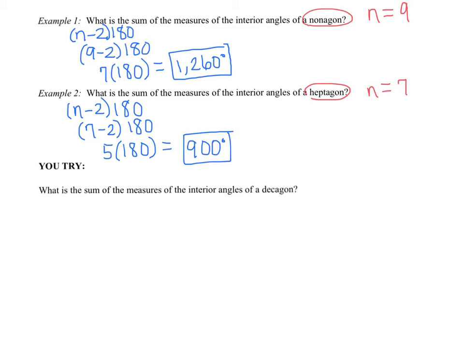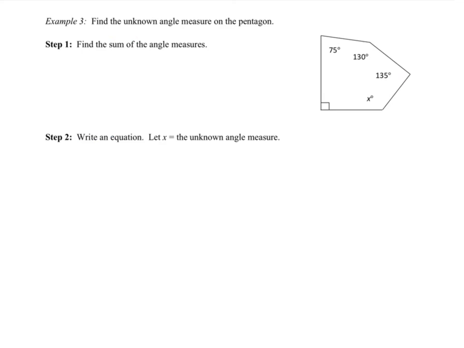So what I would like you to do on your own is, you try: what is the sum of the measures of the interior angles of a decagon? Let's do another type of problem together. So let's look at a different type of example here. It says find the unknown angle measure of the pentagon. And in step 1 it says find the sum of the angle measures. So we're going to use the same formula, n minus 2 times 180. And in a pentagon we know that n equals 5.